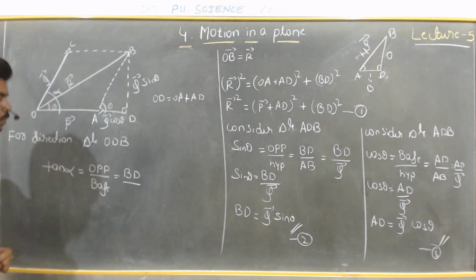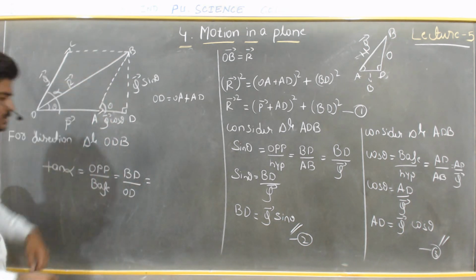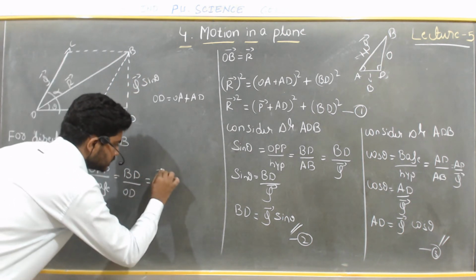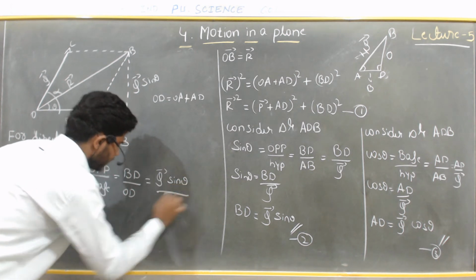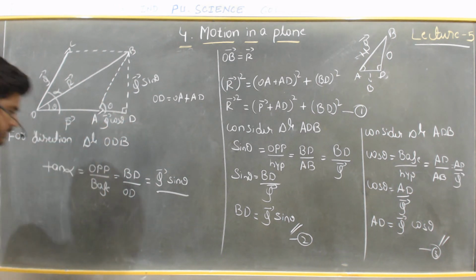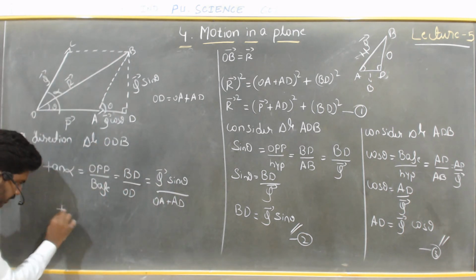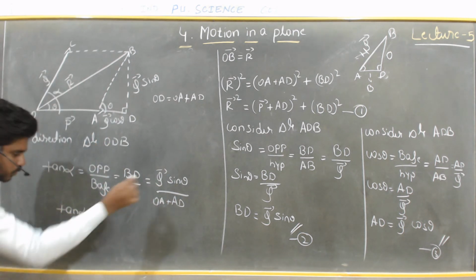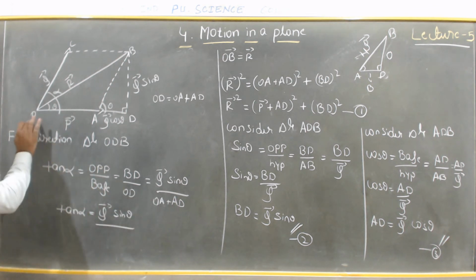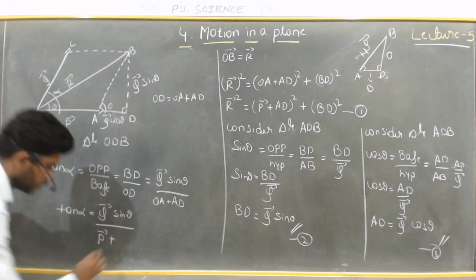That is the value for OD, right? First I will write OD, and the BD value we already have, that is Q sine theta, divided by OD, which is again split into OA and AD. O to A is one term, and A to D is another term. So finally I will write tan alpha is equal to Q sine theta divided by OA. OA is how much? P vector, plus AD is Q cos theta.